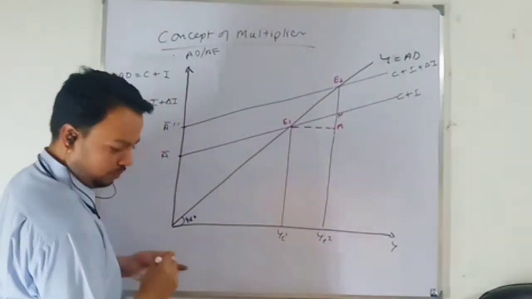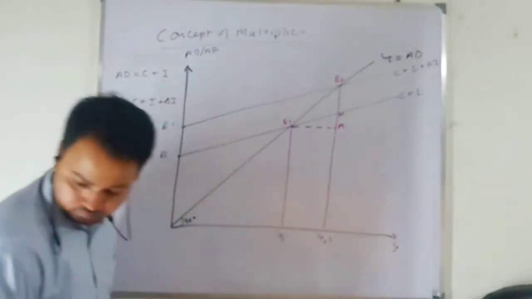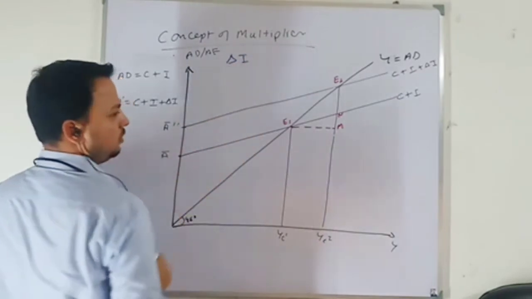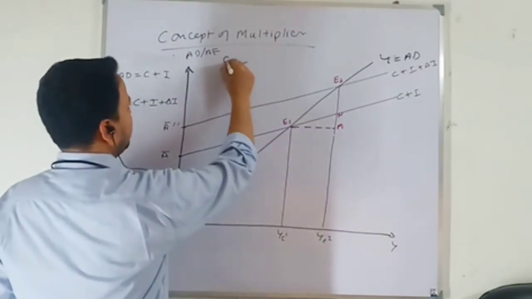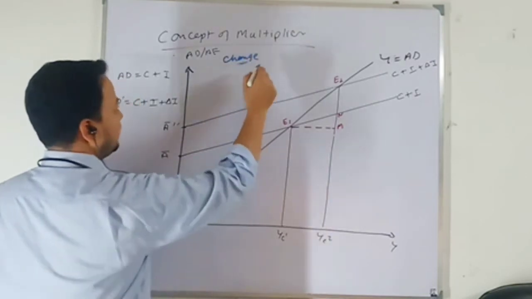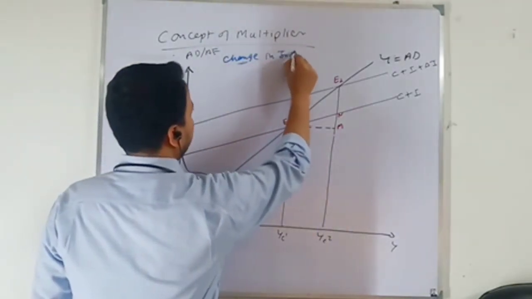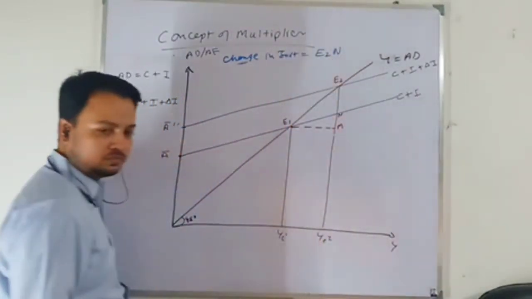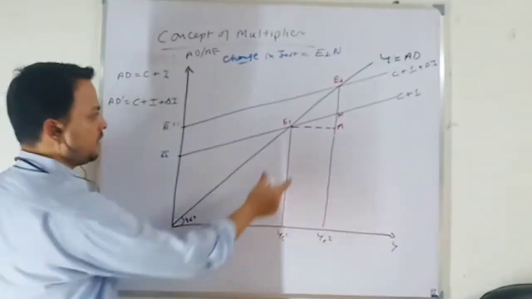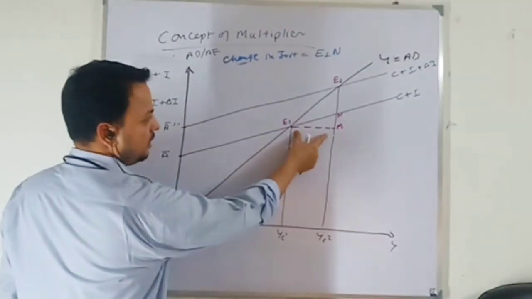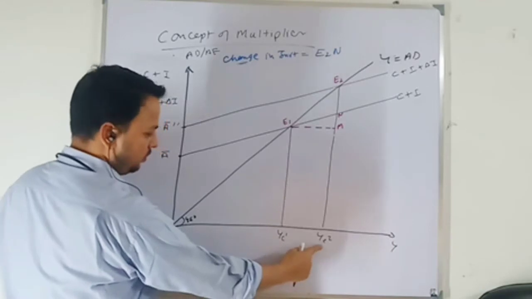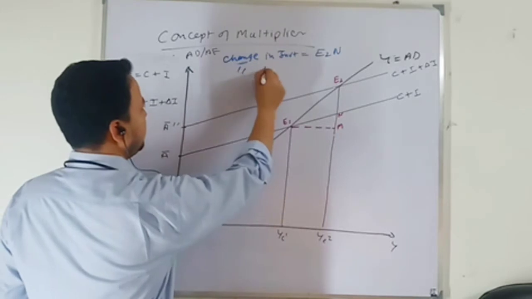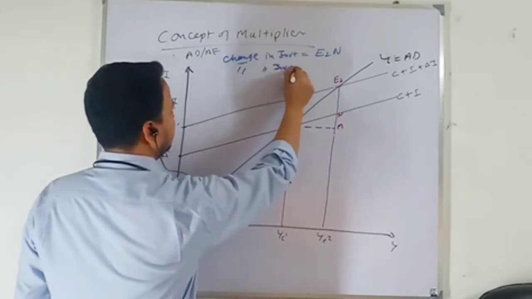Let me write here on top of it. Change in investment is E2 to N. How much is my change in income? E1M, right? Yes or no? My income before is this much, now this much. Change in income is E1M.